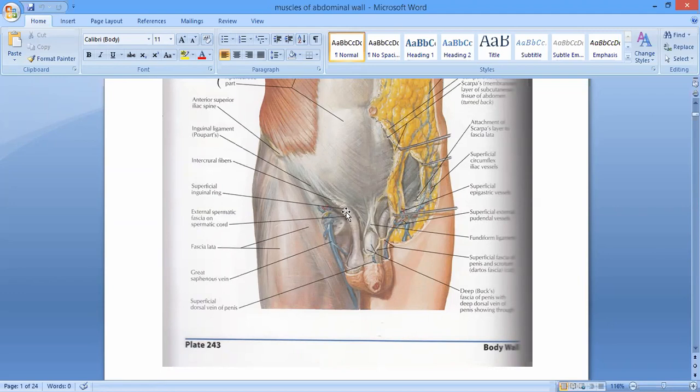Or in the case of females, when the round ligament passes through here, it will be named the external covering of the round ligament. ठीक है जी?